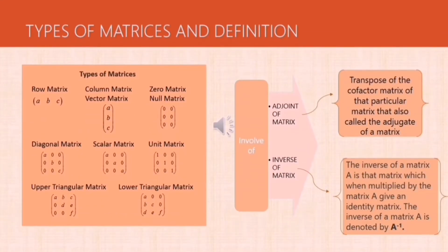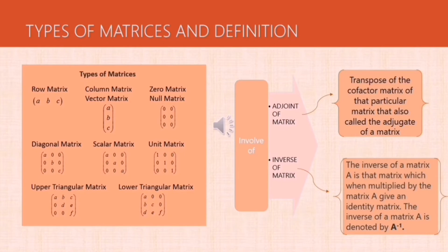There are many types of matrices, which are row matrix, column matrix or vector matrix, zero matrix or null matrix, diagonal matrix, scalar matrix, unit matrix, upper triangular matrix, and the last one is lower triangular matrix. Matrices involve the adjoint of a matrix and the inverse of a matrix.